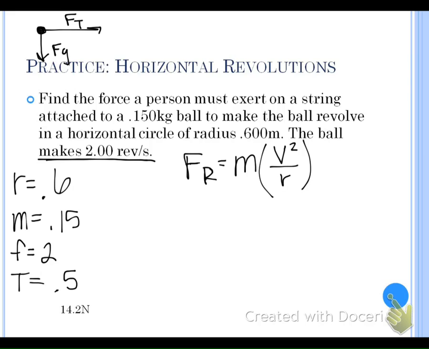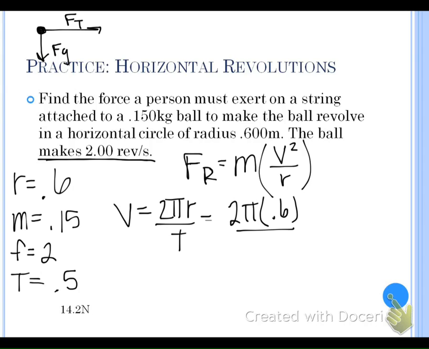Do we have a velocity here? No, we have to solve for velocity first. So our velocity equation that we learned yesterday is v equals, good, 2 pi r over T. These numbers we do have. 2 pi times radius, which is 0.6, over T, which is 0.5. You should get something around 7.54.